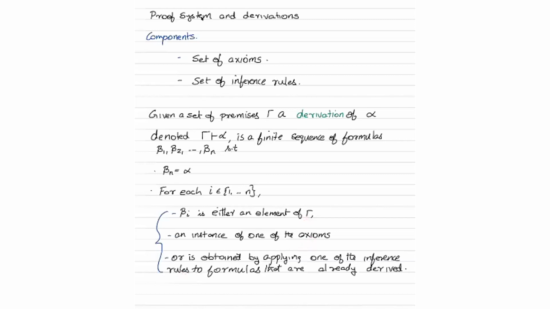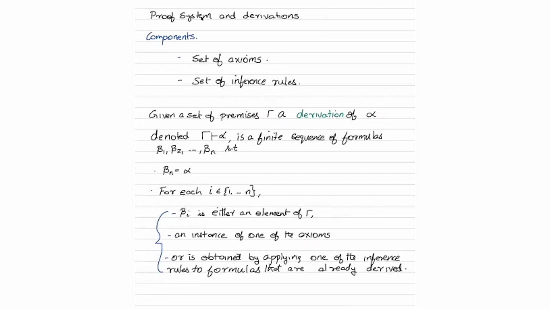Okay, so you have this sequence of formulas that you have written. The last formula has to be the formula that you want to derive, which is alpha. And in between, you can use the formulas in your premises, you can use axioms, or you can use rules to derive new formulas. So that's basically what it says. I'll give you an example in a minute, but this is basically the idea of derivation.